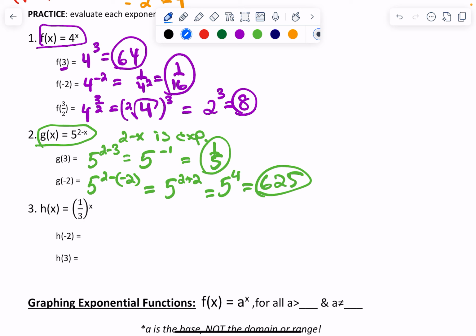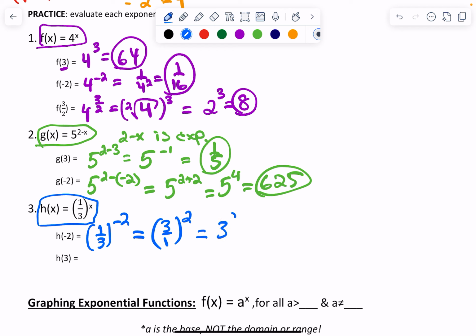Okay. The third one is h of x equals 1/3 to the power of x. We have h of -2, so 1/3 to the power of -2. Again, it's negative, so what we want to do is flip it over. 3/1, that becomes a positive. Now, we have two options here. We can do 3 divided by 1, and we get 3 squared, which is 9.